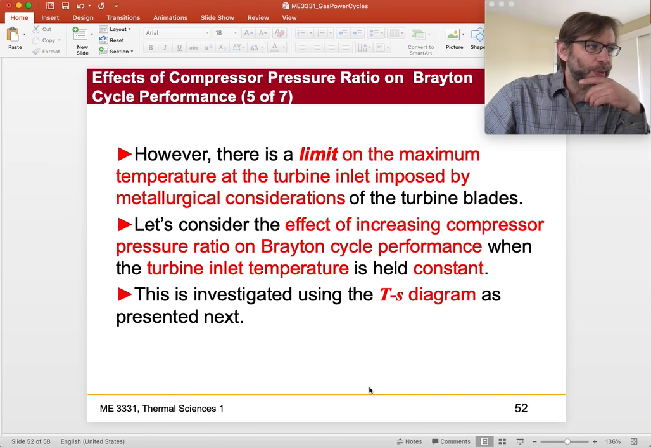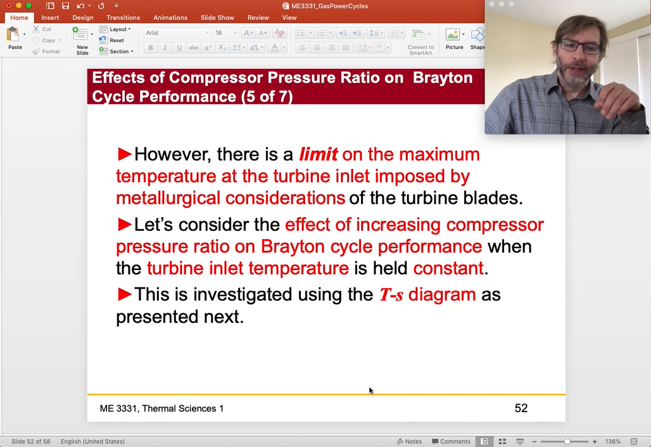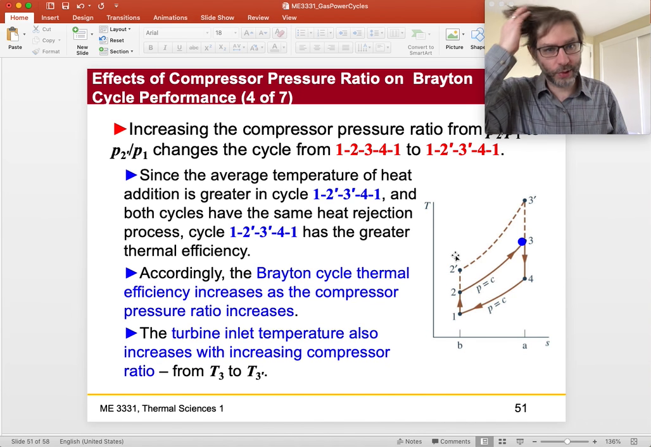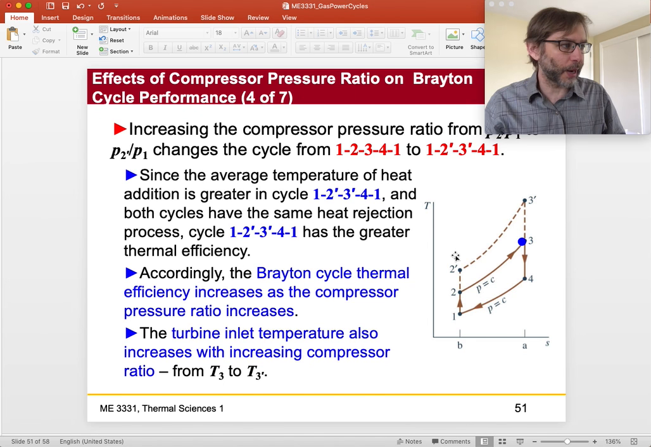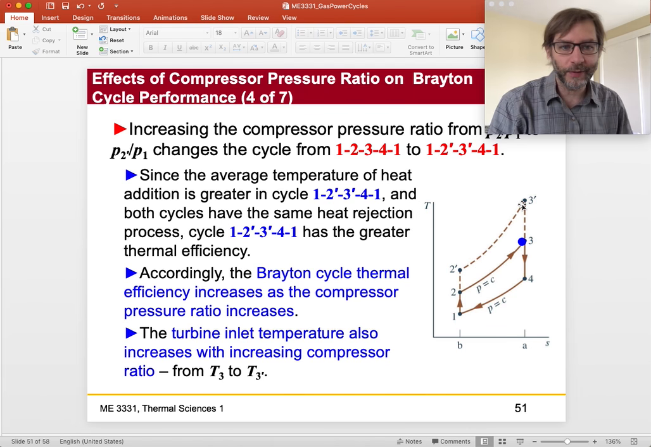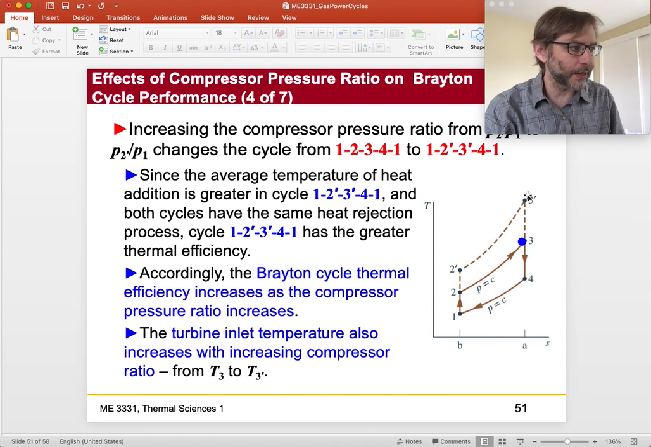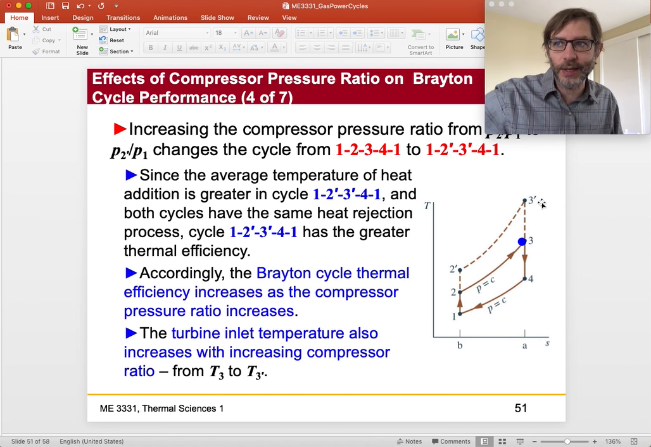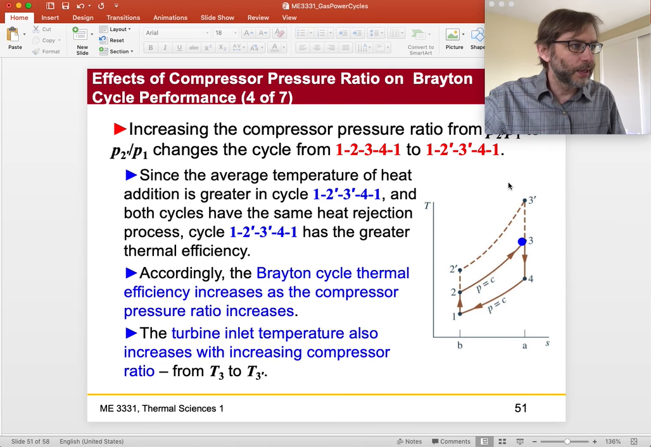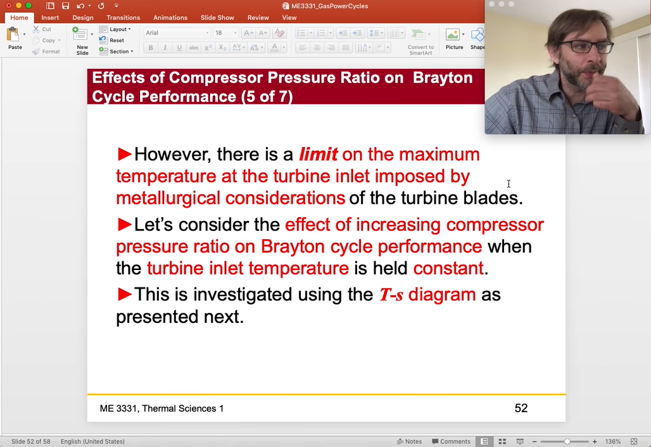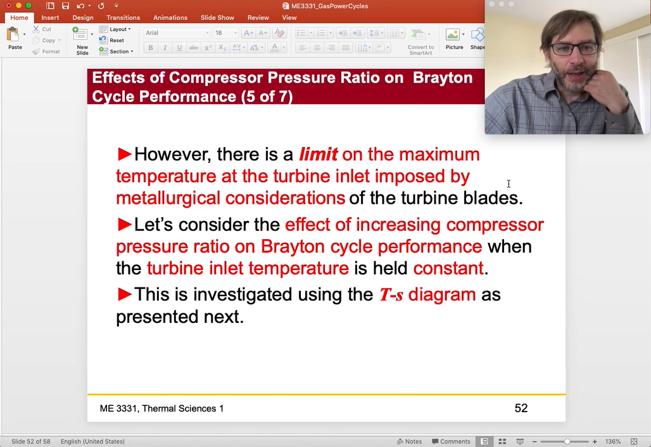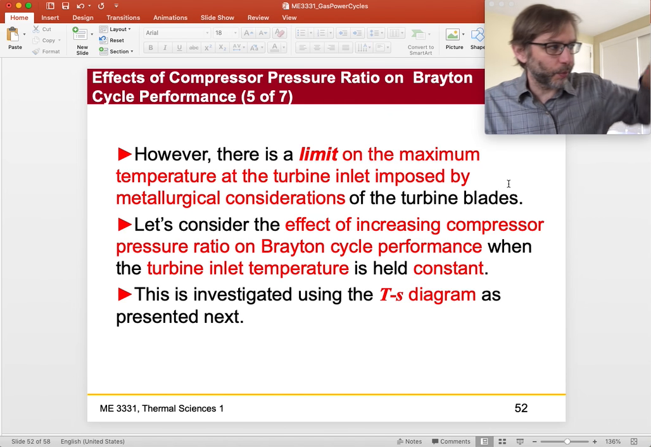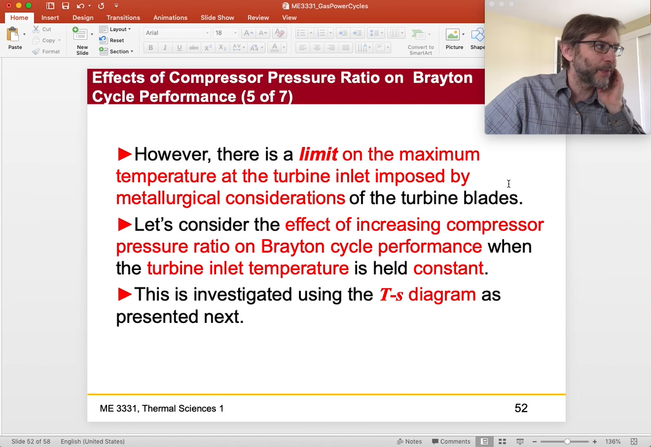However, there's a limit on the maximum temperature of the turbine imposed by metallurgical considerations. So you would always want to increase the pressure ratio, and you say, well, just crank it as high as you can go. However, there's a problem in that 3 prime is typically a limiting factor. When you add that heat through the heat addition of the Q in process, you can't put too much heat in, because you end up getting a problem with melting turbine blades. You don't want to be on an airplane when your turbine blades are melting. That's bad, right? So 3 prime, or that 3 point, is really the maximum. It sets the maximum that you can be.